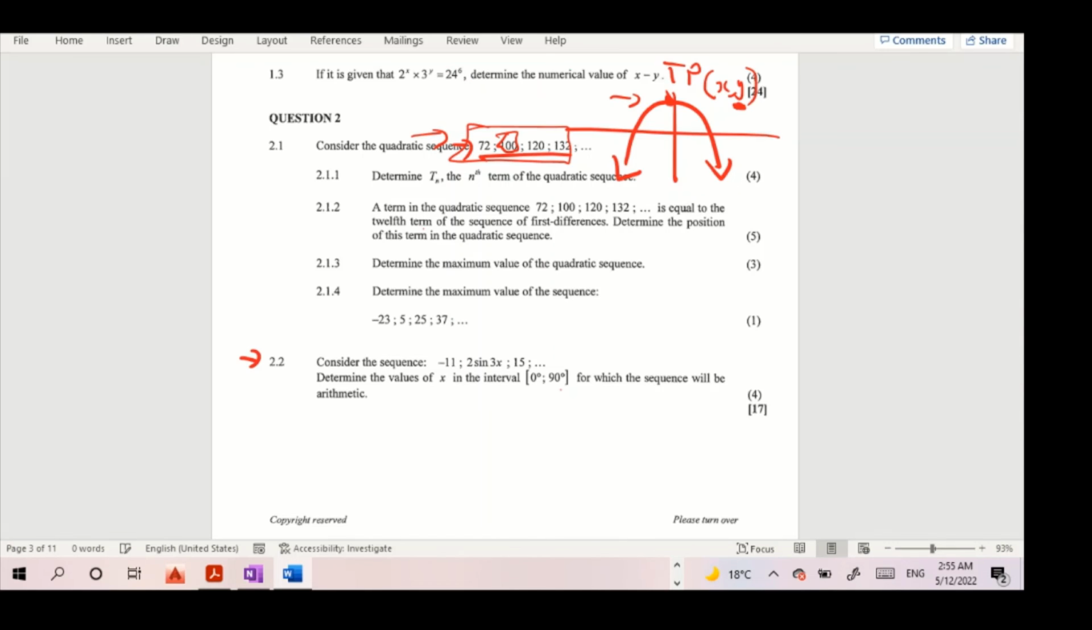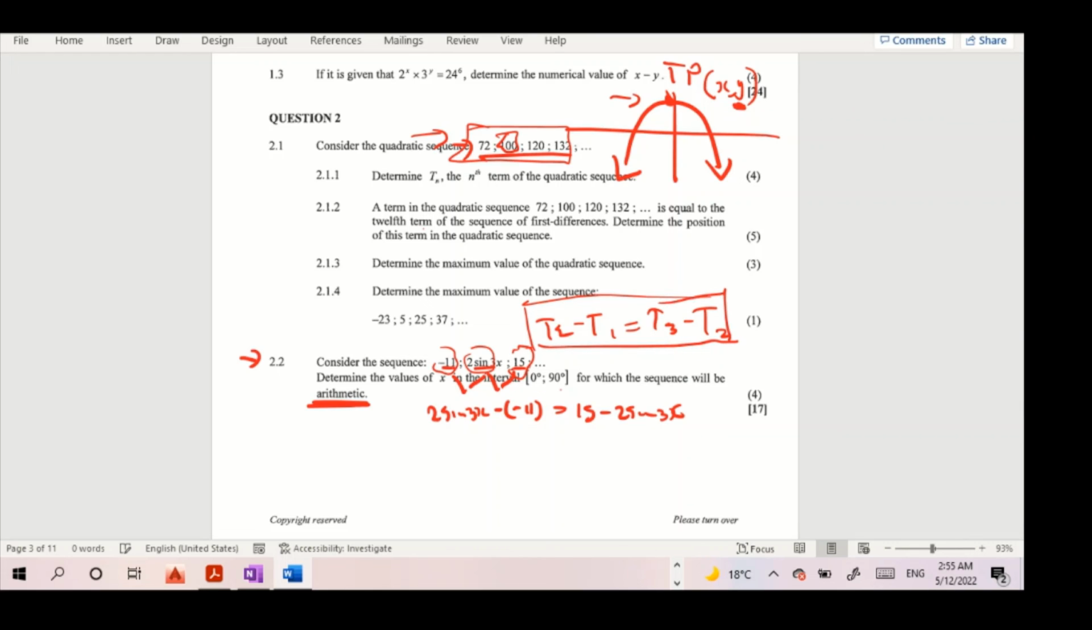Now, looking at 2.2, we are given this sequence and we are told that this sequence follows an arithmetic sequence. So basically the differences of these terms are going to be equal, right? So if you find the difference between these, you should be getting 2 sine of 3x minus minus 11 equals 15 minus 2 sine of 3x, right? So the difference between these terms, t2 minus t1 equals t3 minus t2. That is how it is going to be in this problem.